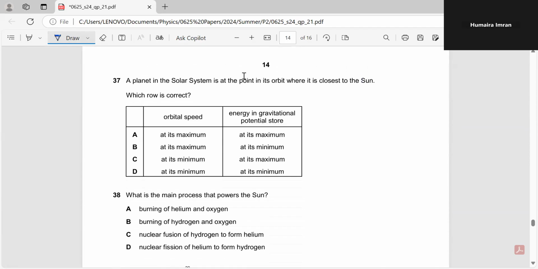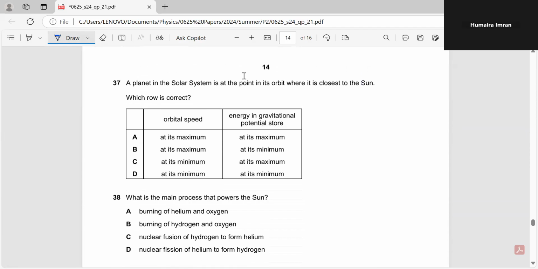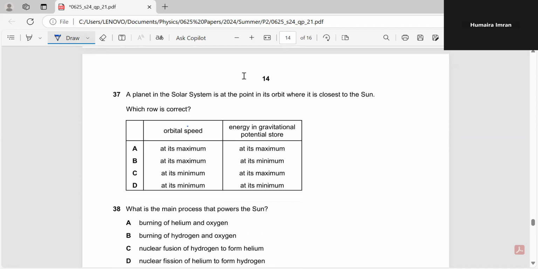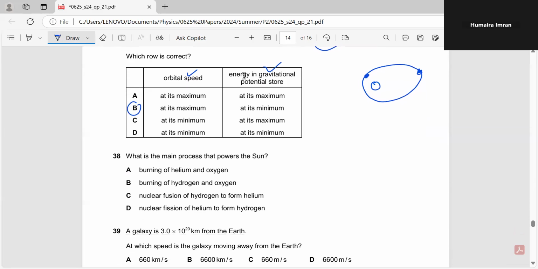Next question. A planet in the solar system is at the point in its orbit where it is closest to the sun. Which row is correct about the orbital speed and the gravitational potential energy stored? Whenever the planet is closer to the sun, its speed is maximum, and when it is far away, its potential energy is maximum. Here they are saying it is closest to the sun, so its speed is maximum, but its gravitational energy is minimum. So option B is correct.